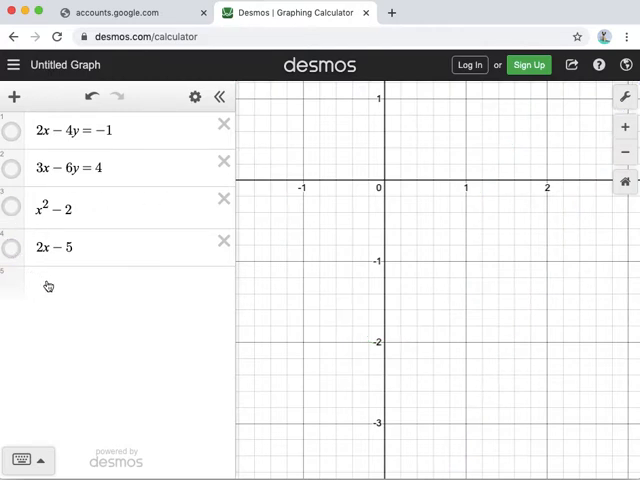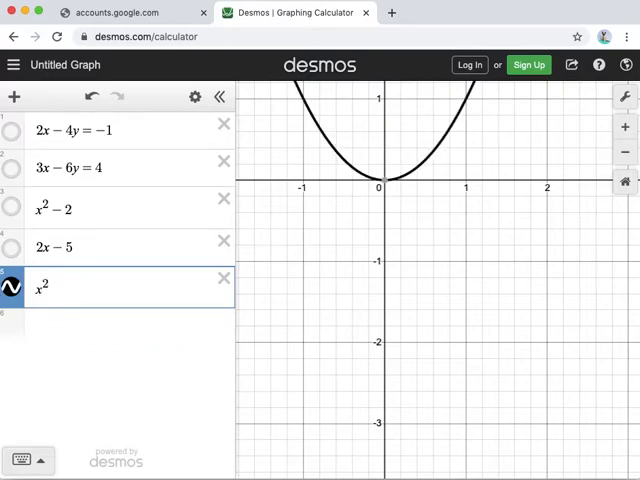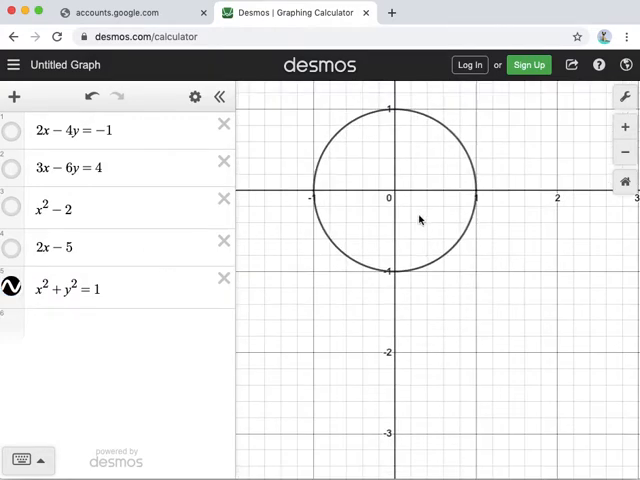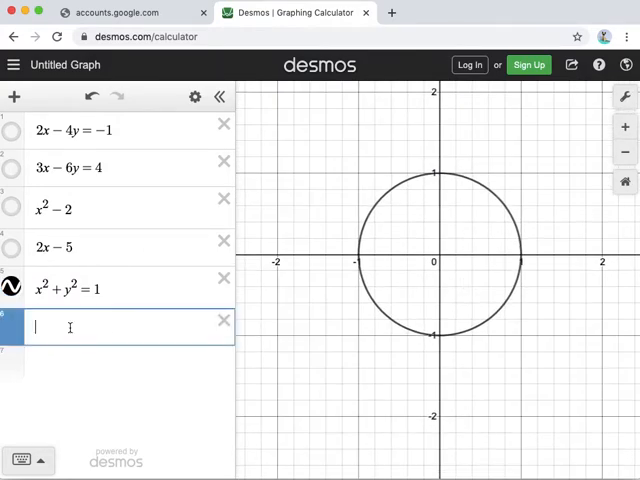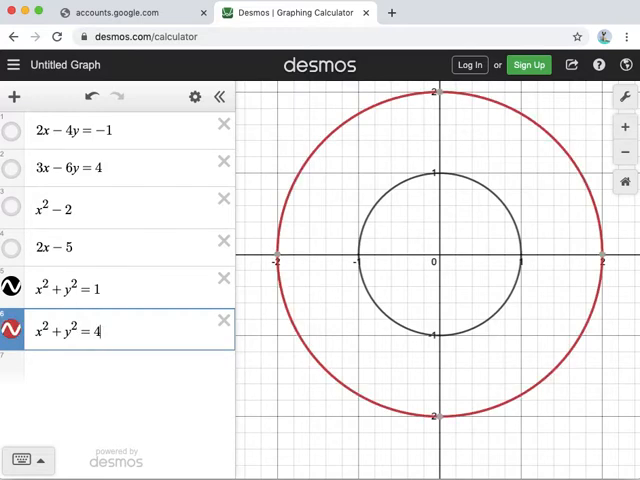One more. We type in x squared plus y squared equals 1. So here we have a circle. And if we do x squared plus y squared equals 4, we have concentric circles. Again, this is a situation where the inner circle never actually intersects with the outer circle, and so, again, we have absolutely no solution.